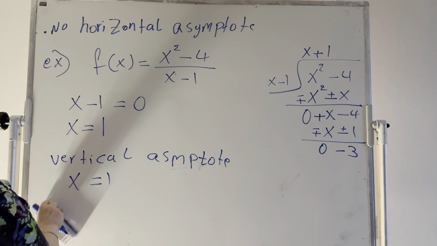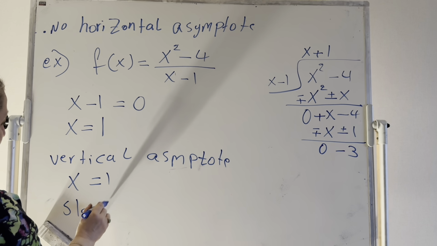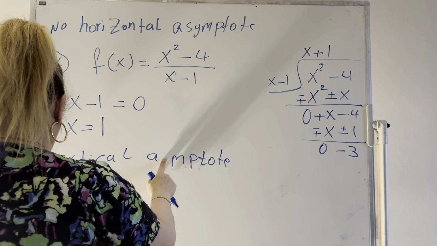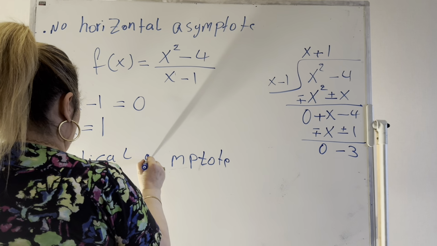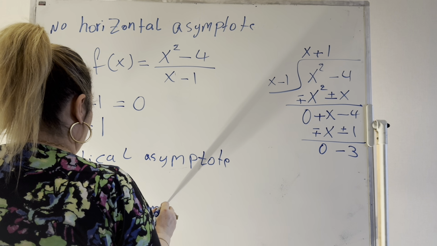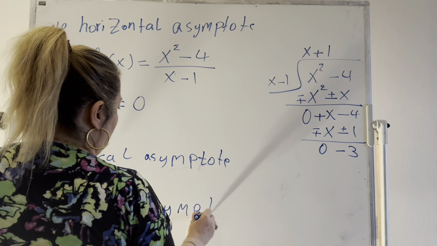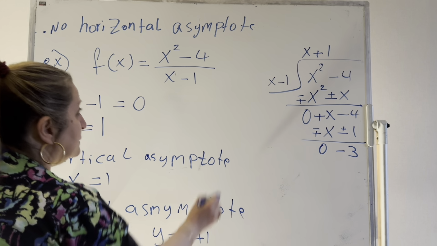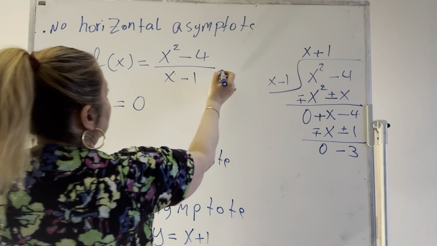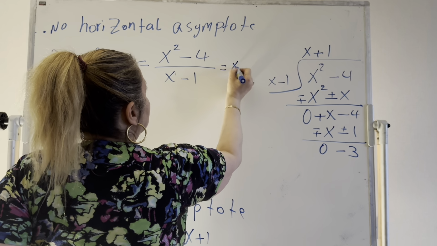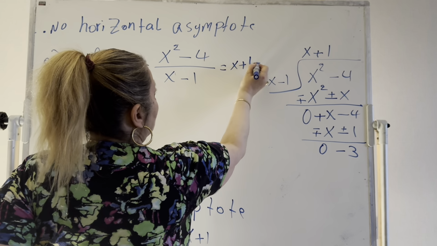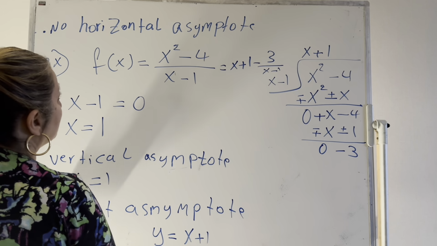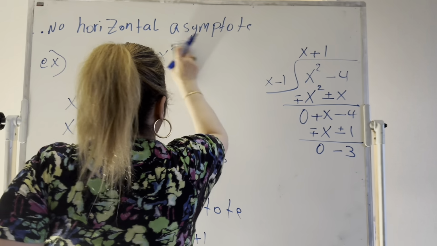The function has a slant asymptote when y equals x plus 1, and I can write the result like this: x plus 1 minus 3 divided by x minus 1. I can write this maybe more clearly.